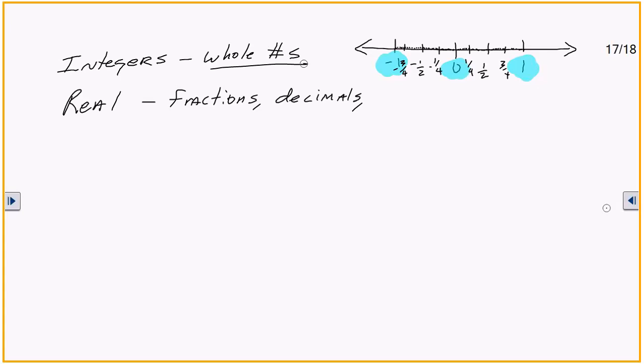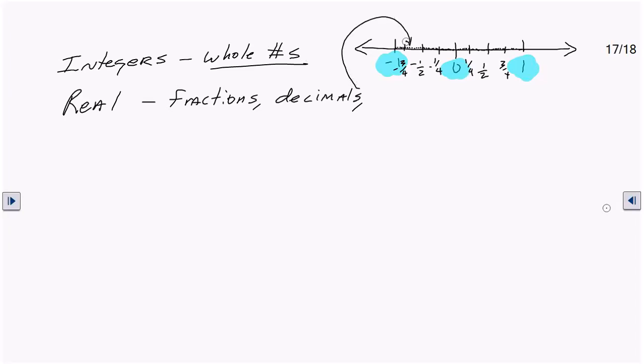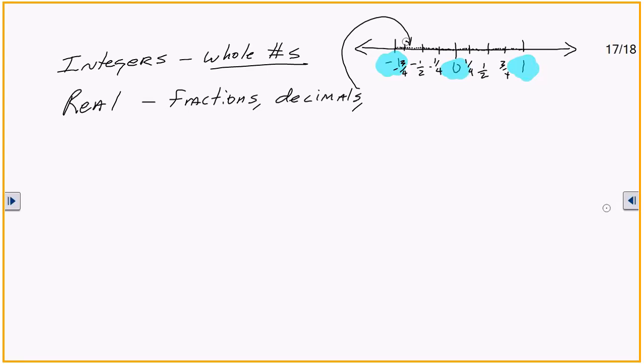That can mean positive and negative. Real numbers are fractions, decimals in between the integers. That's the best way to explain what the difference between integers and real numbers are. Real numbers do include the integers, but the integers do not include real numbers. All right? So, real numbers are these little dots in between the integers that are highlighted. Okay? So that's what integers are.